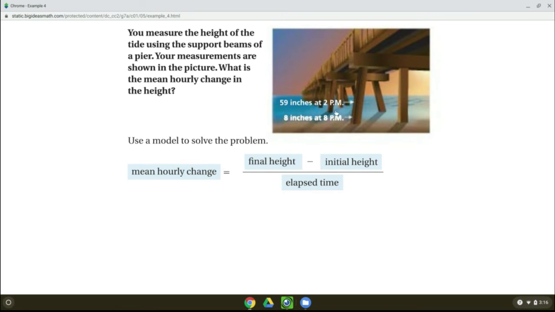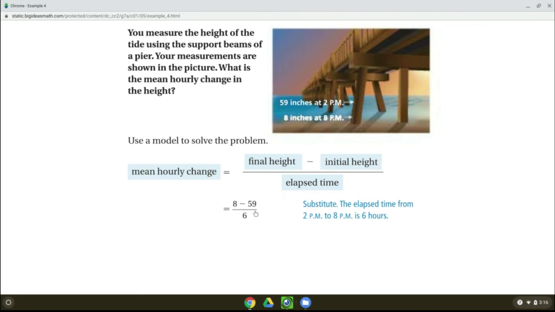So how much time went by from 2 p.m. to 8 p.m.? Well, you can count and figure out that that is 6 hours. So we know that's going to be our denominator. Our final height is where it's the latest time of the day, so that would be 8 inches, minus the initial height, which was 59. So we substitute in, and we end up with 8 minus 59 divided by 6.